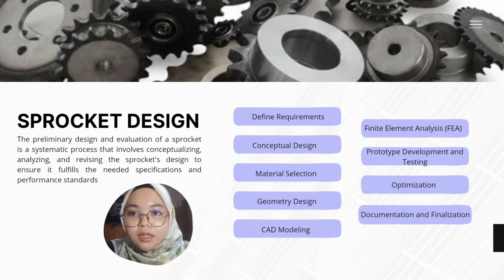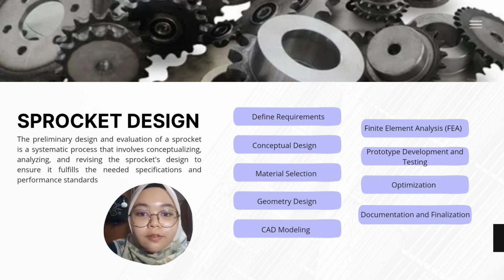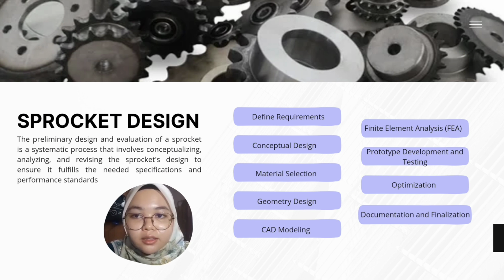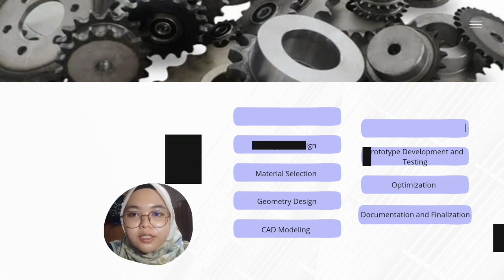The next one is optimization. The preliminary design and evaluation process often includes iterative optimization to improve sprocket performance, reliability, and manufacturability. The last one is documentation and finalization. Detailed documentation including drawings, specifications, test reports, and analysis results is created to finalize the design for production. Ensure documentation is comprehensive and clear and provides guidance for manufacturing, quality control, and future reference.